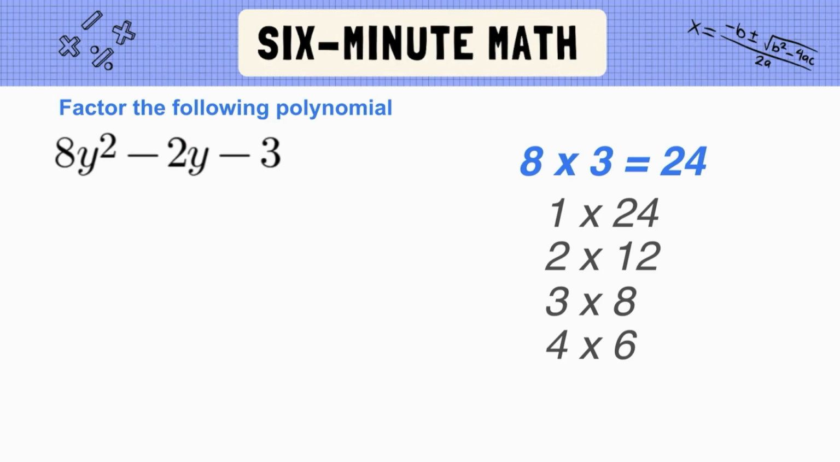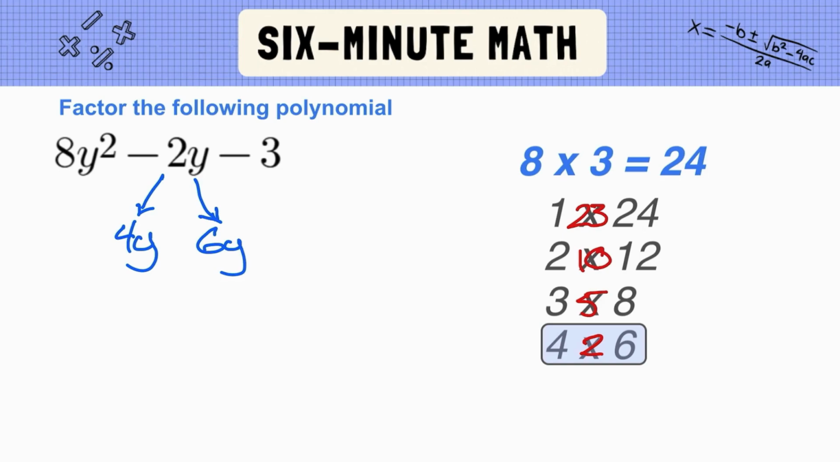I'm going to throw my difference in between the two numbers here. So this is going to subtract to 23, 10, 5, and 2. I'm looking for two numbers that subtract to 2, which is going to be my 4 and my 6. So I know this negative 2y is going to split into 4y and 6y.